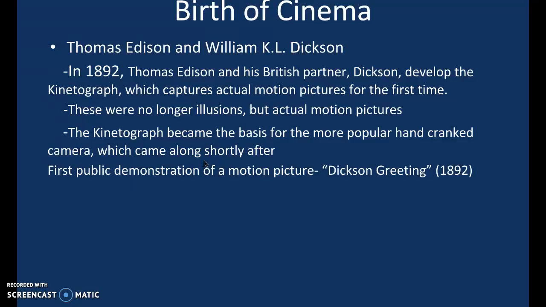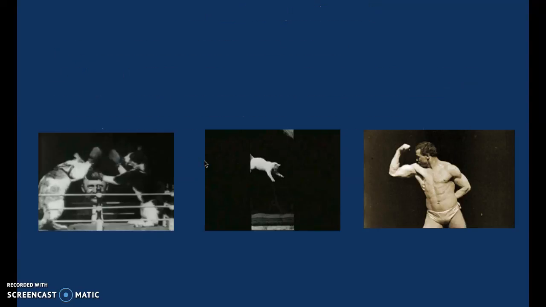The first public demonstration of a motion picture was the Dixon greeting, and this was done in 1892. And essentially, it was just a man taking off his hat, nodding his head, and thus greeting the audience. But people loved it. Why did people love it? Because they'd never seen it before, and it was really exciting stuff. The second clip was Corbett and Courtney, which was a stage boxing match, which was really exciting for the audience to see. Not quite telling a story, but still a really cool visual set of clips.